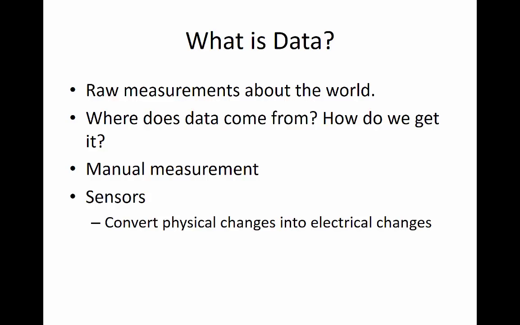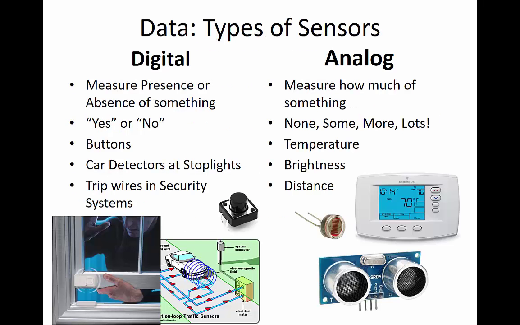And there's all kinds of different sensors. Some are digital, and these measure the presence or absence of something, right? Is the door closed? Is there a car waiting at the stoplight? Is the button pressed on the computer or keyboard or something like that? These are very simple sensors. They give you a yes or no about something, right?